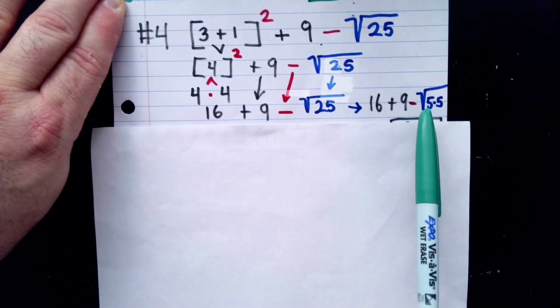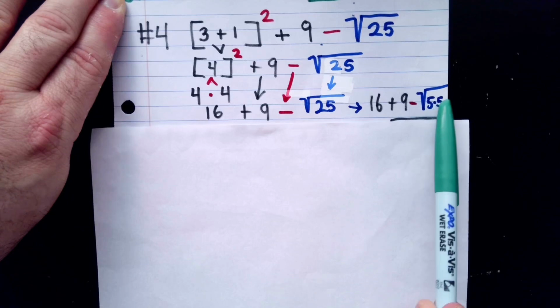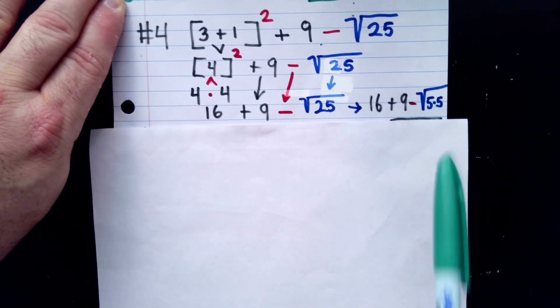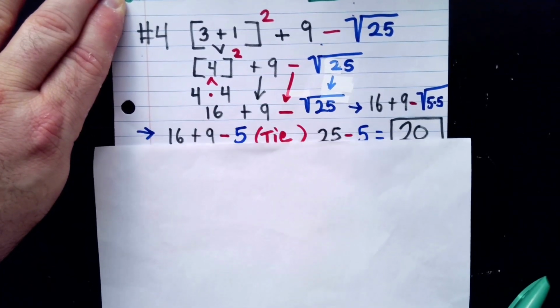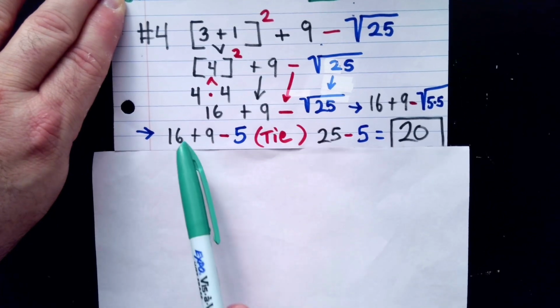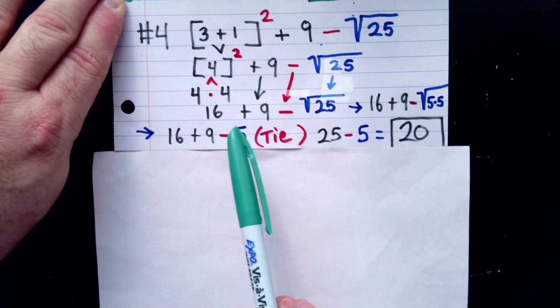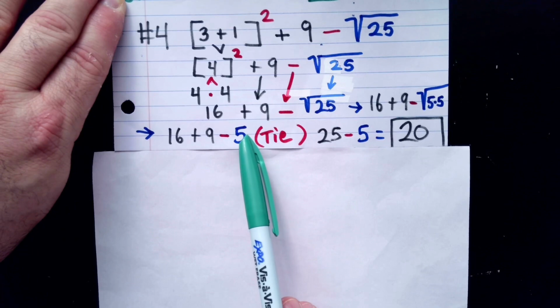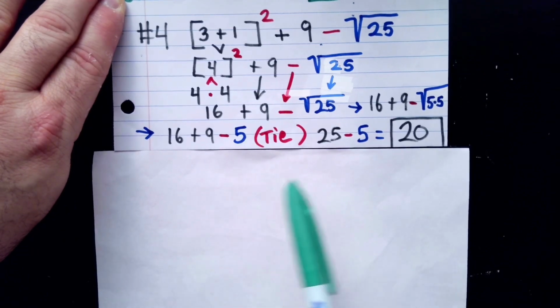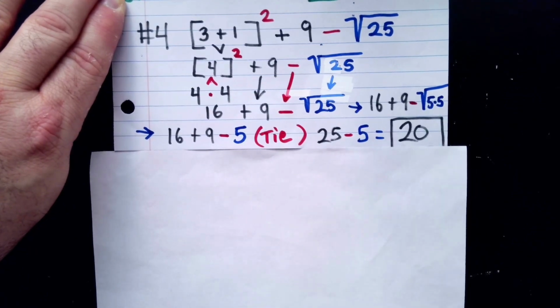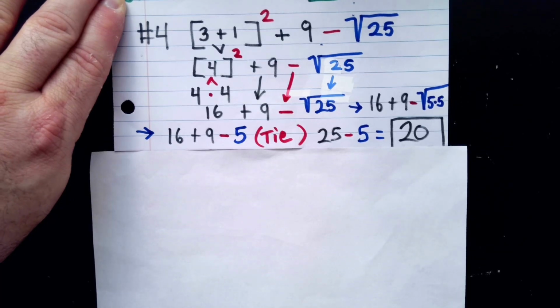Square root of 25 is a perfect square, 5 times 5. So I can free up one of these values from the radical, which gives me, if you follow me over here on the left side, 16 plus 9 minus 5. Right? I can pull one value. If square roots are unfamiliar to you, please review my video I've uploaded on simplifying square root values.